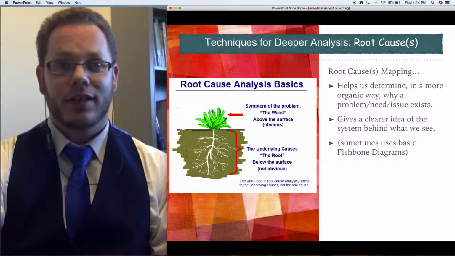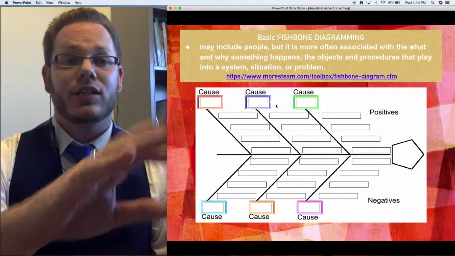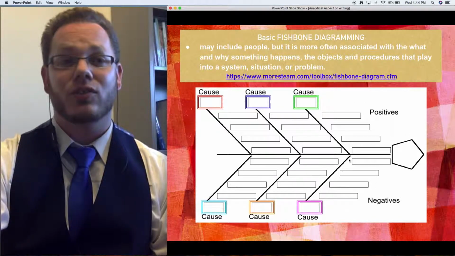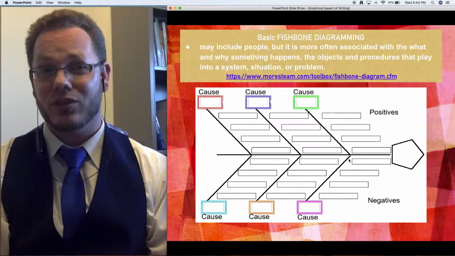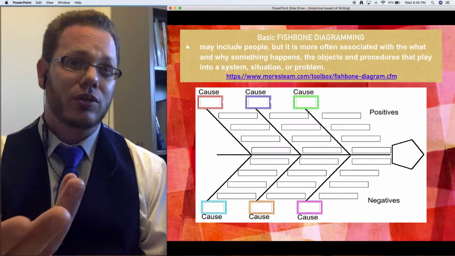Sorry. Let's move on. Fishbone diagramming is pretty cool, though. Now, in its basic form, you see just causes and effects, and this model I have on the screen right now is actually closer to just root cause analysis. But some people use it.